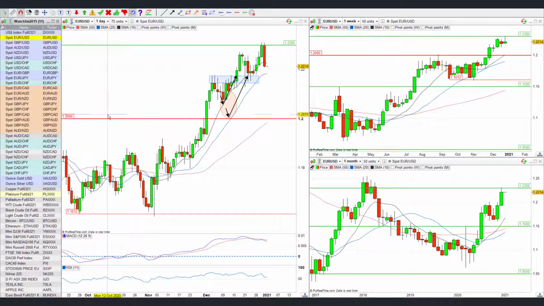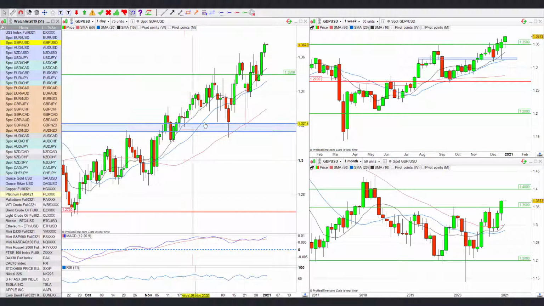Looking at sterling against the US dollar, this is actually looking quite nice and strong now, considering it's been a little bit wobbly all the way through. A nice little bullish candle last week off nice support and pushing beyond 1.35.